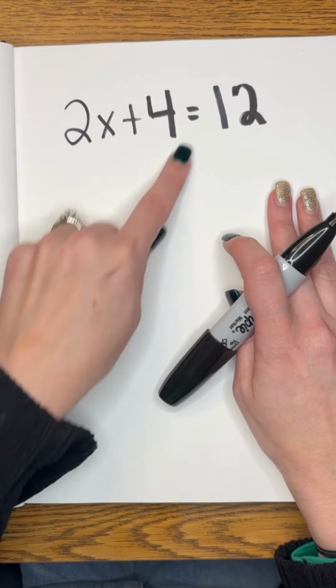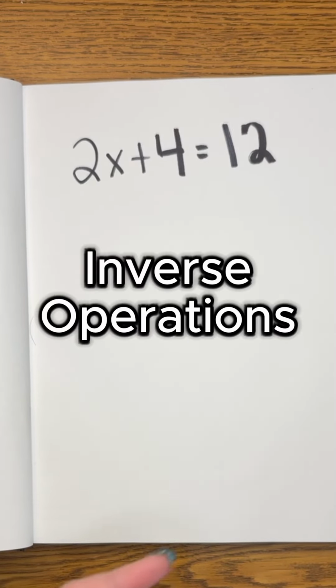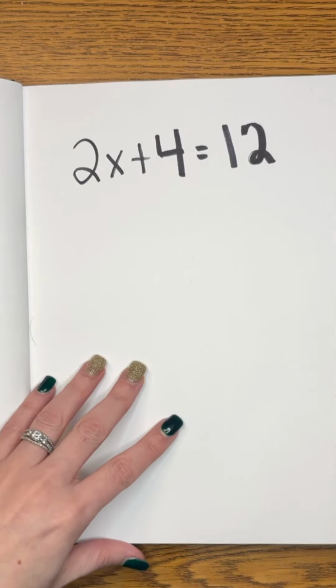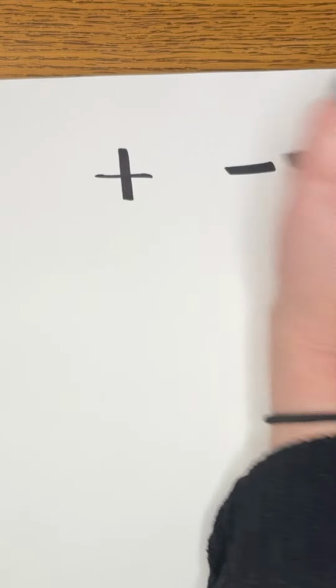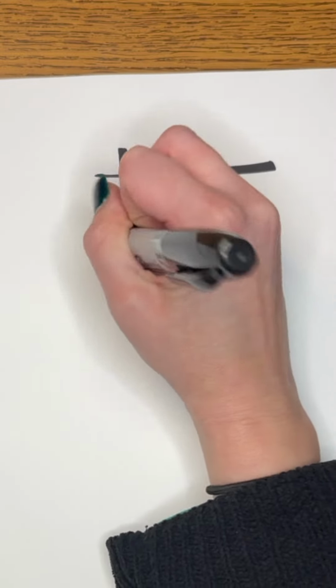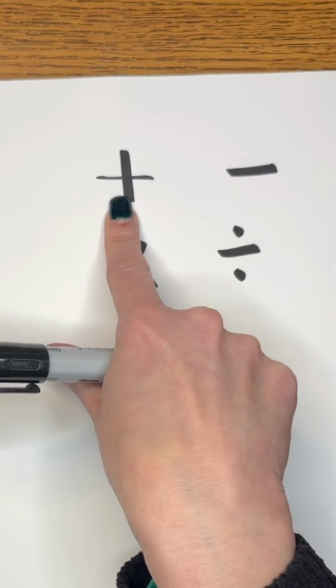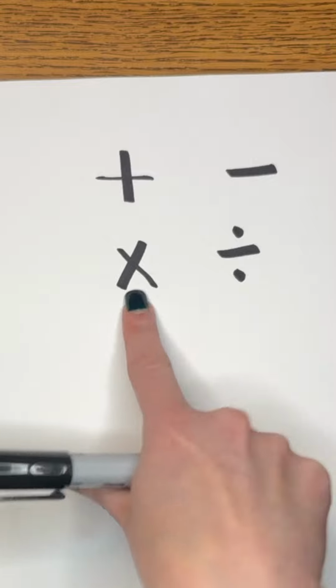So right now we have a whole problem over here, and on this side we have 12. We're going to be using what they call inverse operations, which means the opposite operation. So you're going to need to understand that the opposite of addition is subtraction, and the opposite of multiplication is division. So to undo addition, you have to subtract, and to undo multiplication, you have to divide, and vice versa.